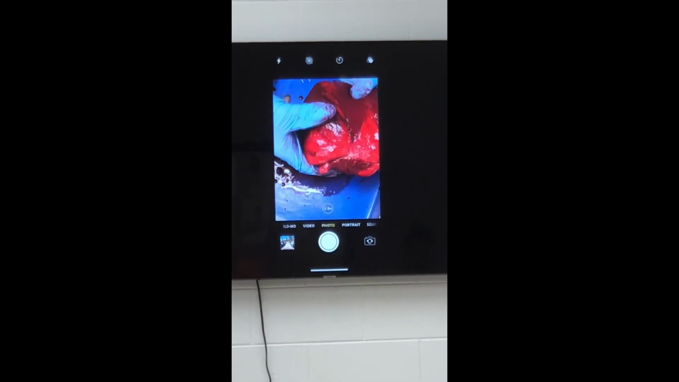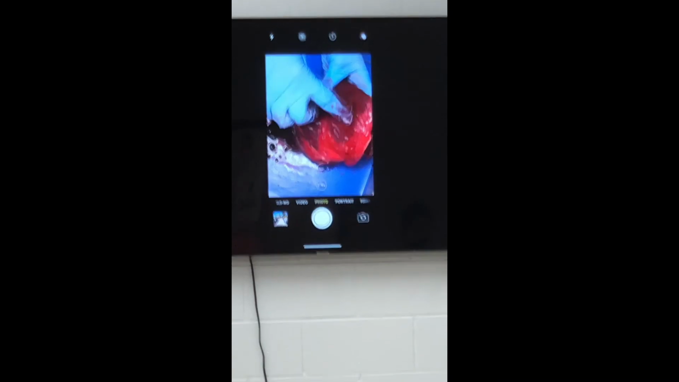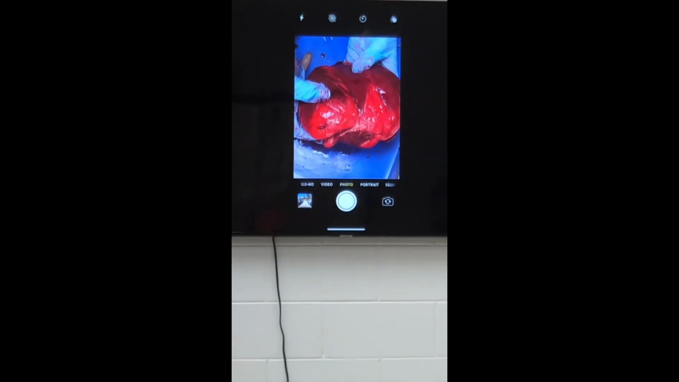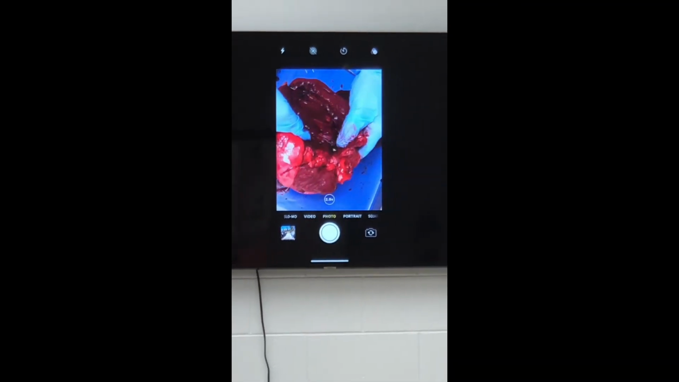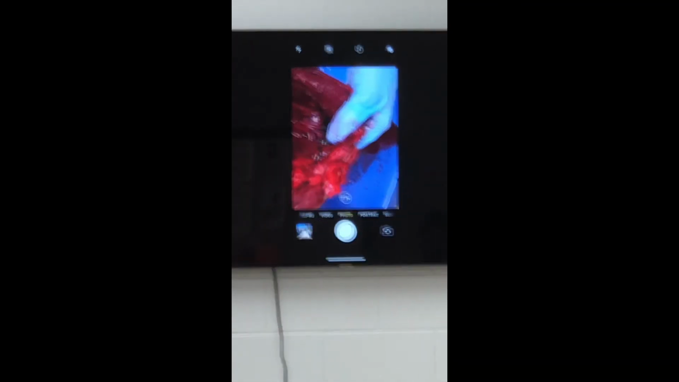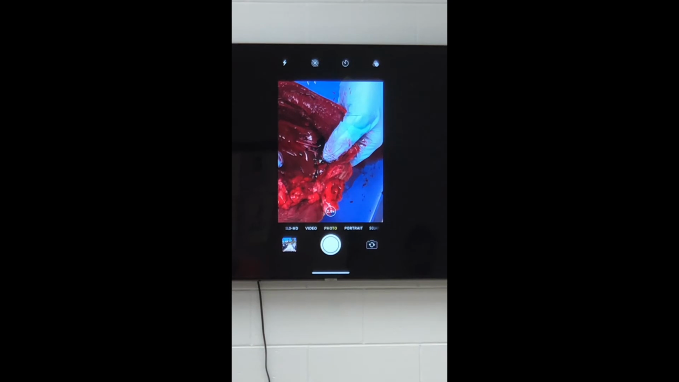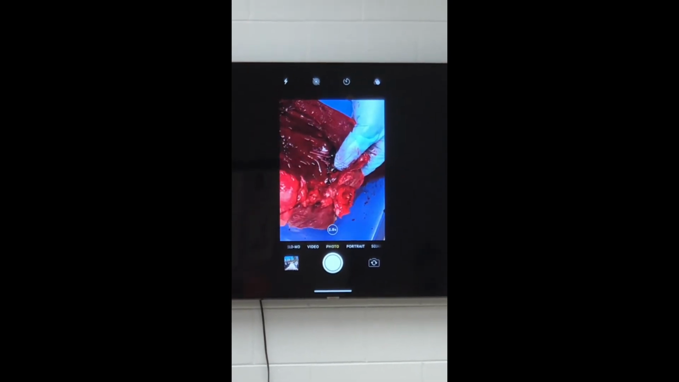But look at all of these little veins and things that feed the tissue in the heart. Isn't that neat? That is so neat. Oh, you can see really good up here. See that? You see all those little veins? That's feeding the heart tissue the blood it needs.